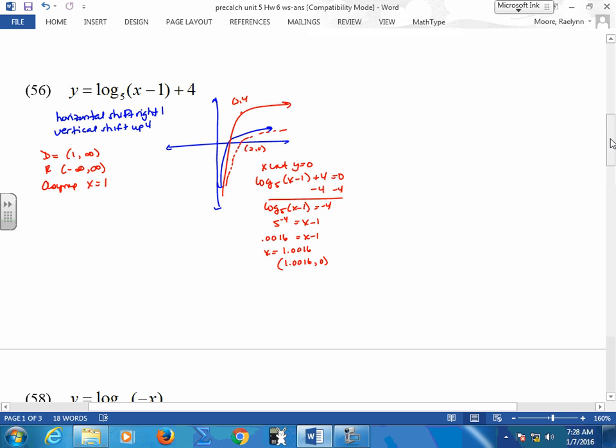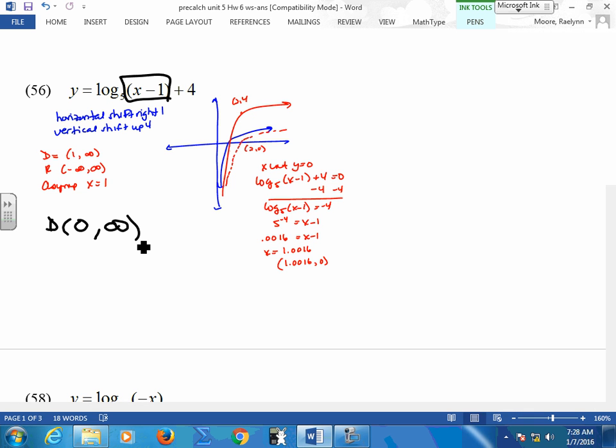Question. For the domain, how do you do it? Any horizontal shift is going to affect your domain. So I would start like this. My regular domain is from 0 to infinity. You can't take the log of 0. You can't take the log of a negative number. As soon as you have any horizontal movement, if you're moving 1 to the right, just add 1. This gets your new domain.